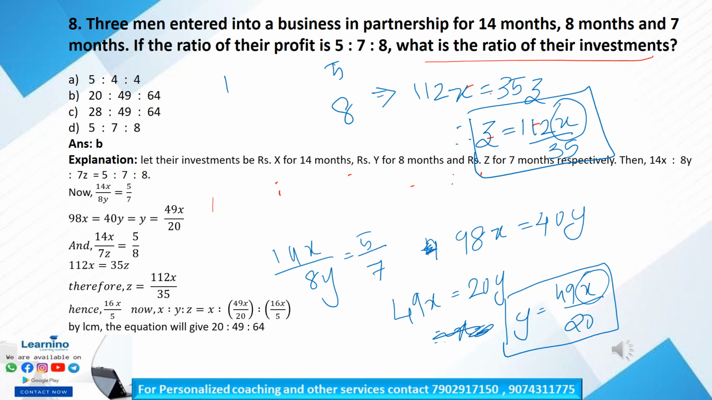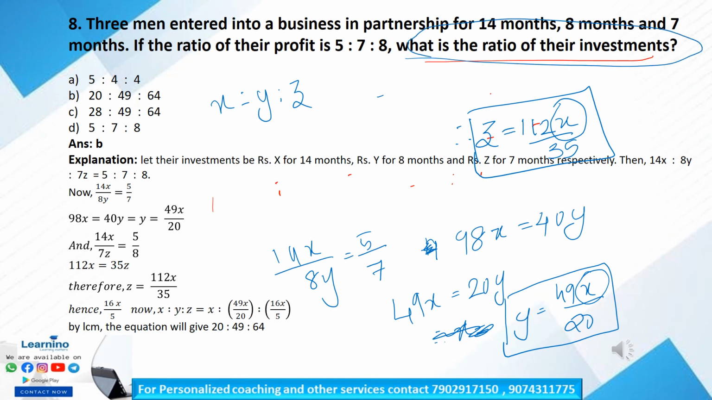Let me clear this. So what is our first term? First term is x itself. x is to y is to z is what we have to find. That is the ratio of their investment is what we have to find. So what is x? x is x itself. We didn't do any calculation to find x.